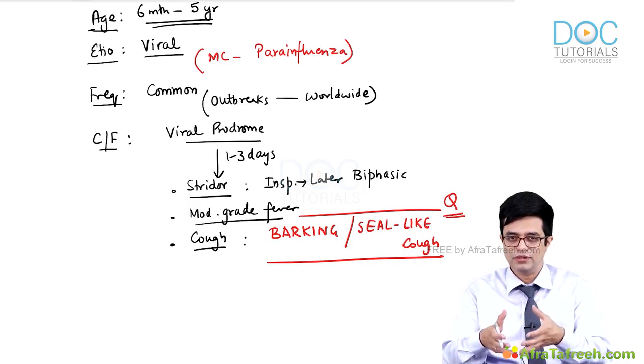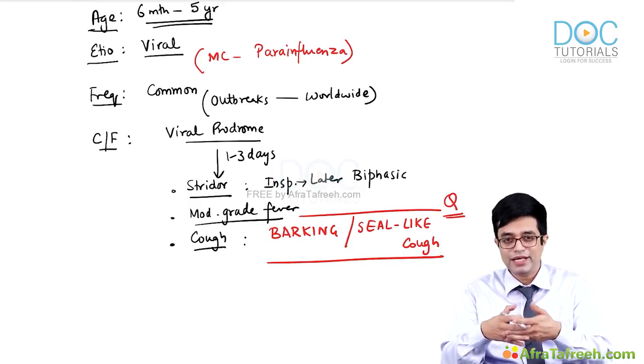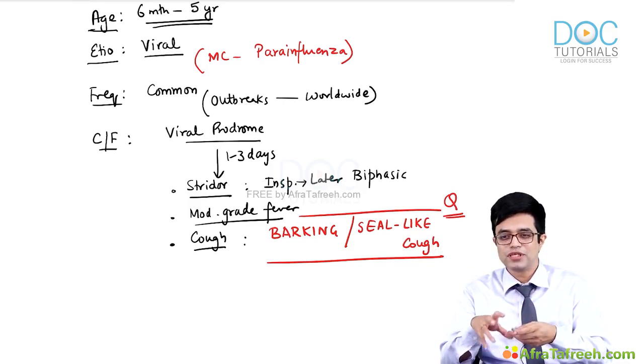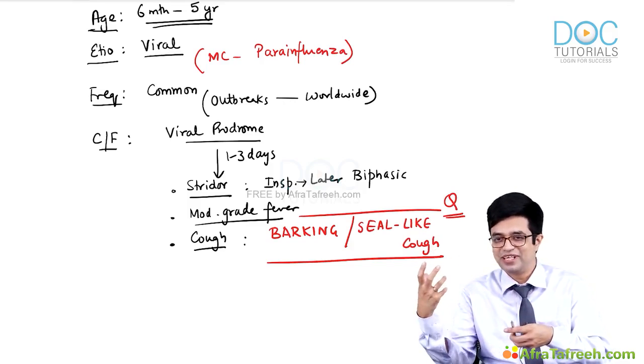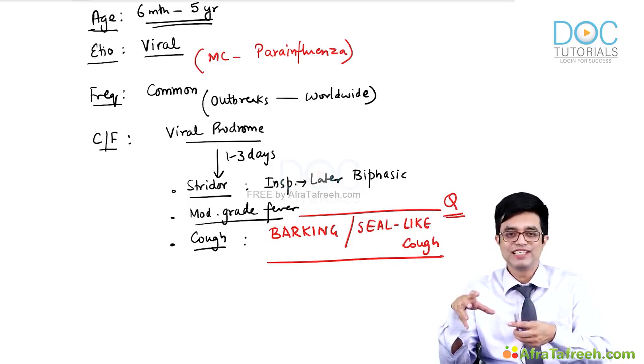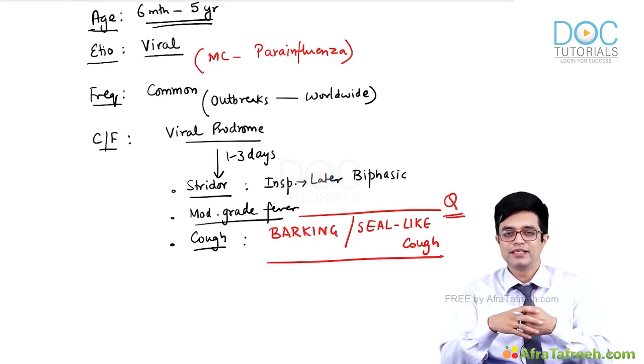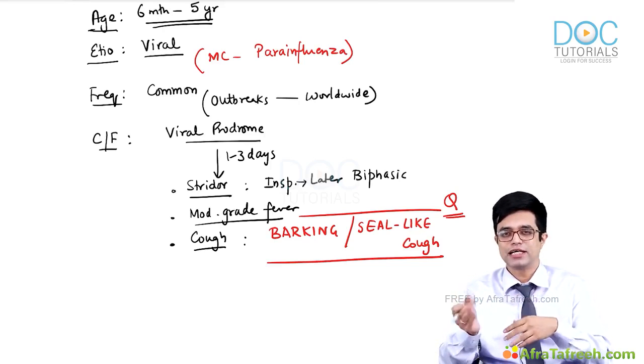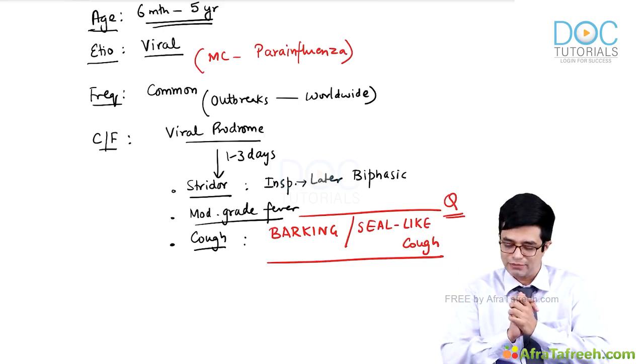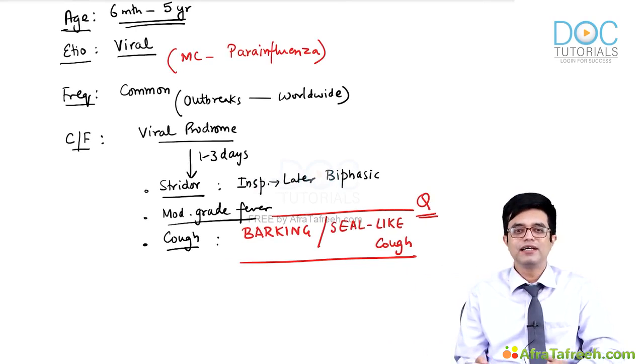Seal is a mammal. So they are like dolphins. When their mating season comes, they produce a sound which is similar to the sound seen in coughing of croup children, and so we call it seal-like cough. So barking cough, seal-like cough, bark of the seal cough, they all refer to the same entity. It is mainly a clinical diagnosis.